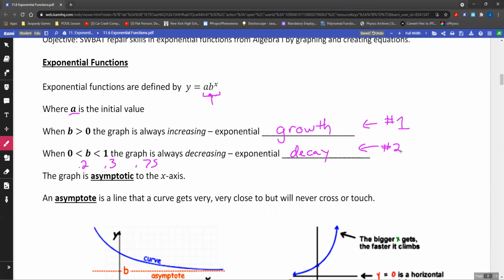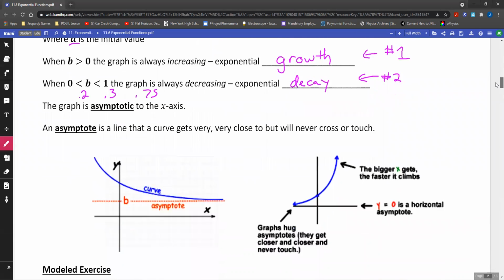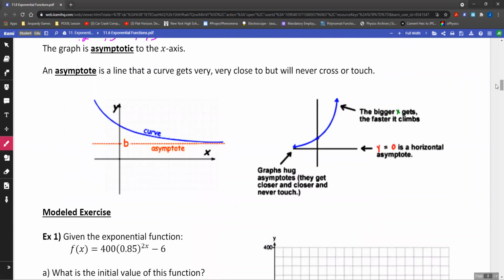One thing to note is that exponential functions like this are asymptotic to the x-axis, which basically means that it's going to end up getting very, very close to some line that's parallel to the x-axis. That line that it gets really close to is what we call an asymptote. So again, in our do now, we had a graph that looked somewhat like this, where it got really, really close to the x-axis. If we kept going all the way into infinity, we would realize that while this does get closer to the x-axis, it never actually crosses it.